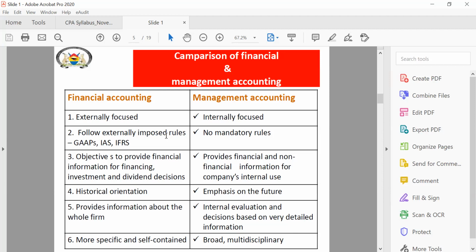Now, management accounting, when we are preparing reports for management, they don't have rules. What are the rules? We basically don't have mandatory rules, but the intention of management reports is to help management make decisions. So we tailor reports based on how best we think management will make sense of the reports to support them in making decisions. So that is very important.